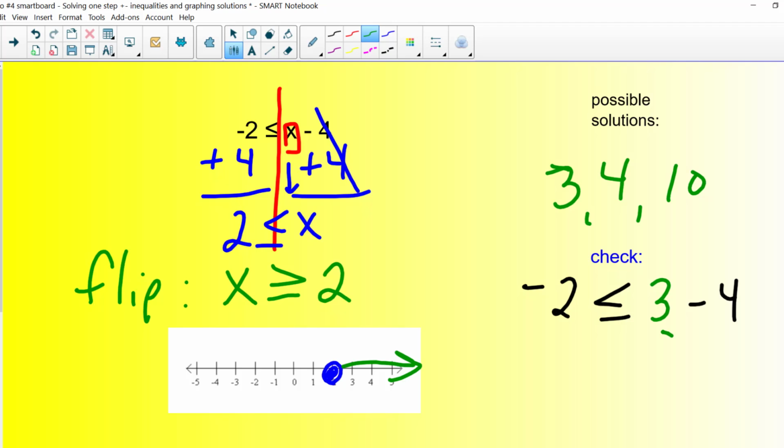And what is 3 minus 4? Be careful, that's not 1. You have 3 and you're taking away 4, so that's going to be -1. And let's see if this ends up being a true statement. Is -2 less than or equal to -1? Yes, it is. So that is a true statement, so we picked the correct side of the number line.